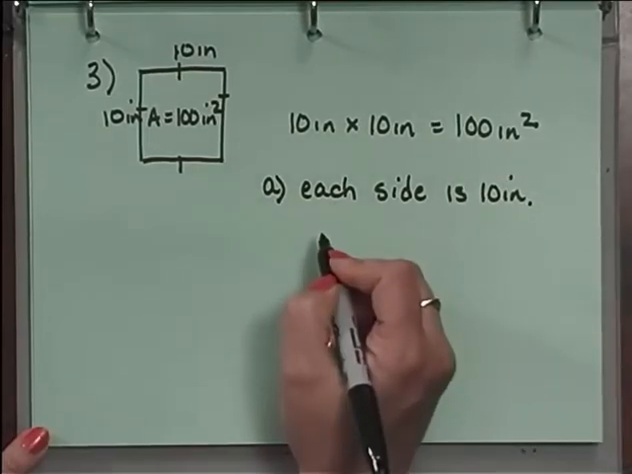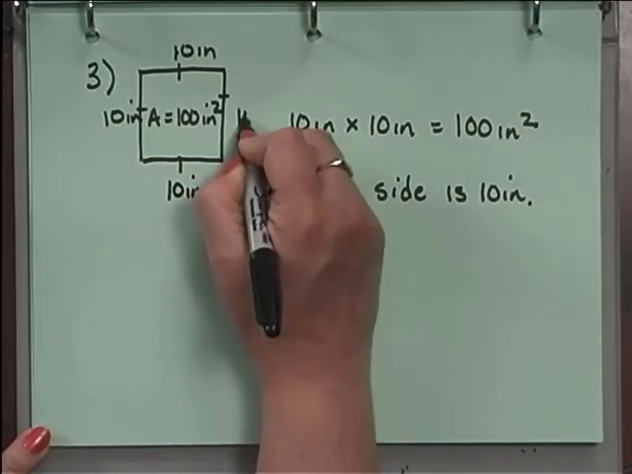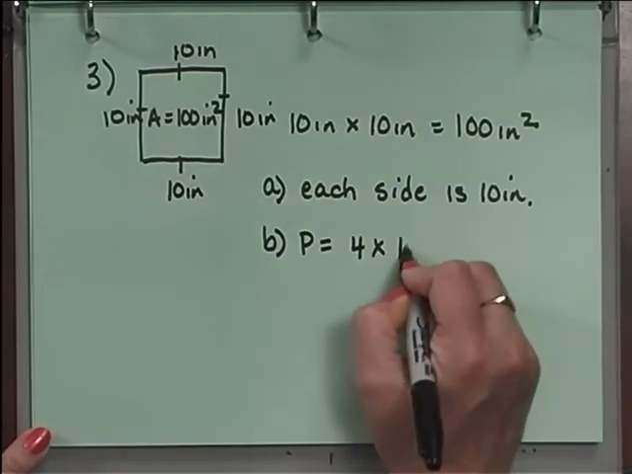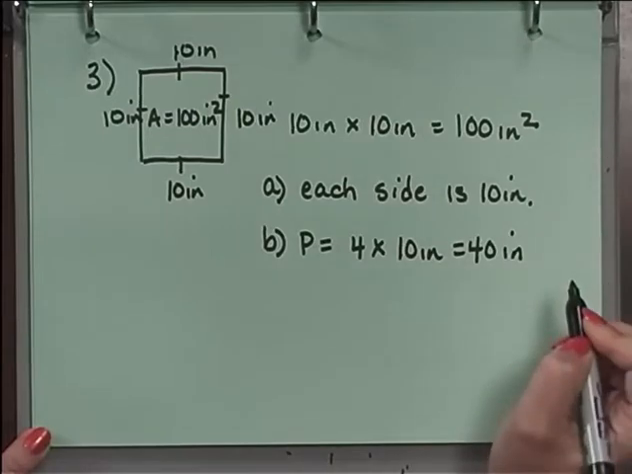Now, we're also asked, what is the perimeter of the square? Well, if each side is 10 inches, that means that the perimeter is going to be 4 times 10 inches, which is going to be 40 inches.